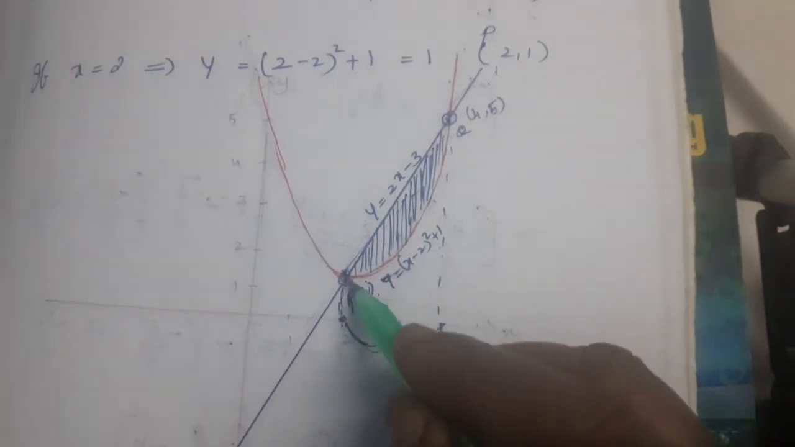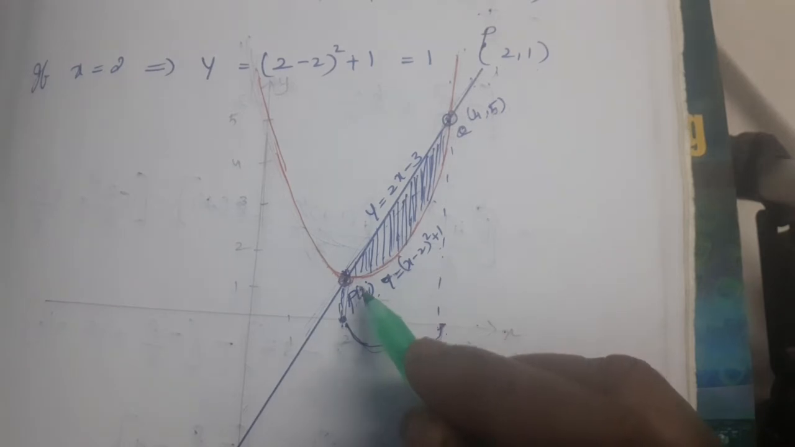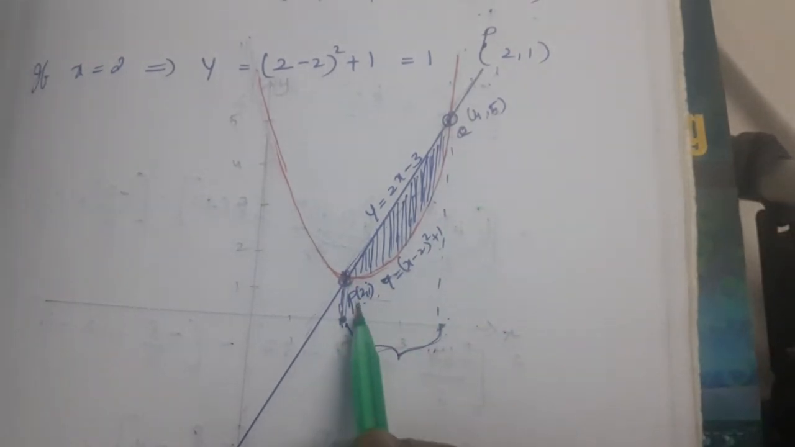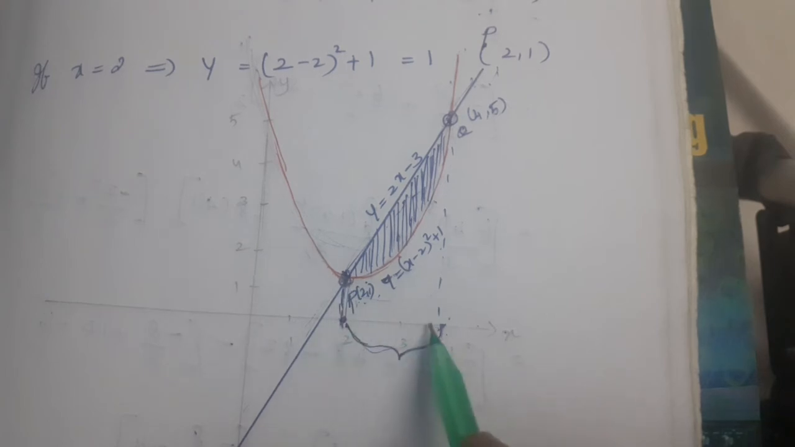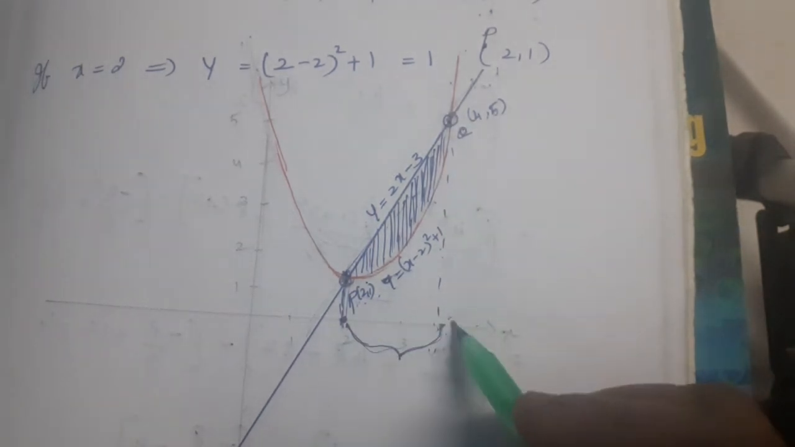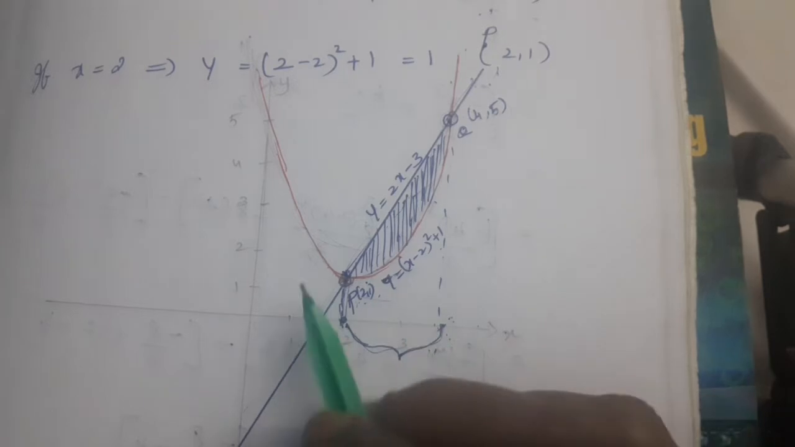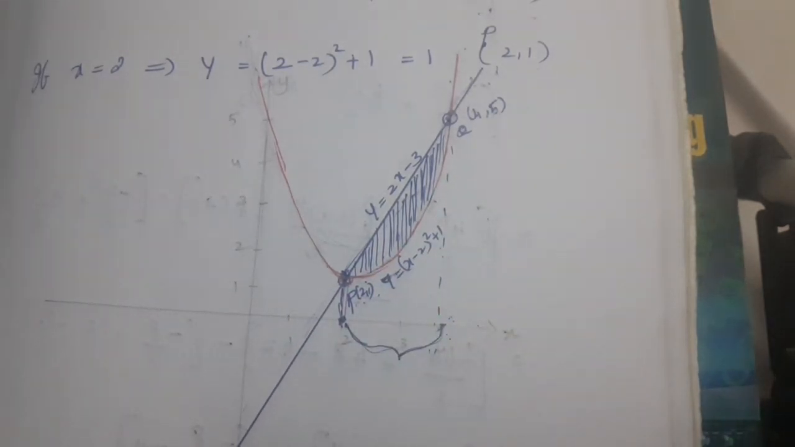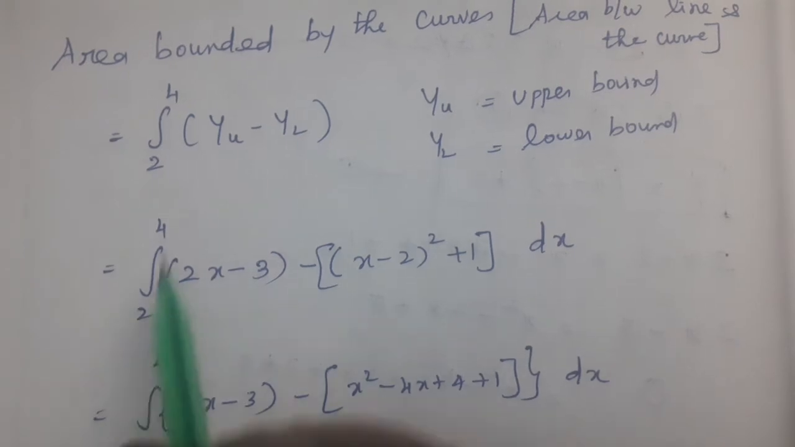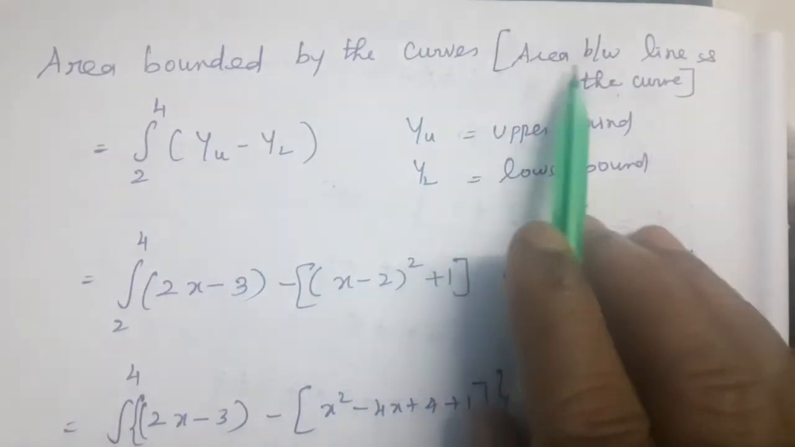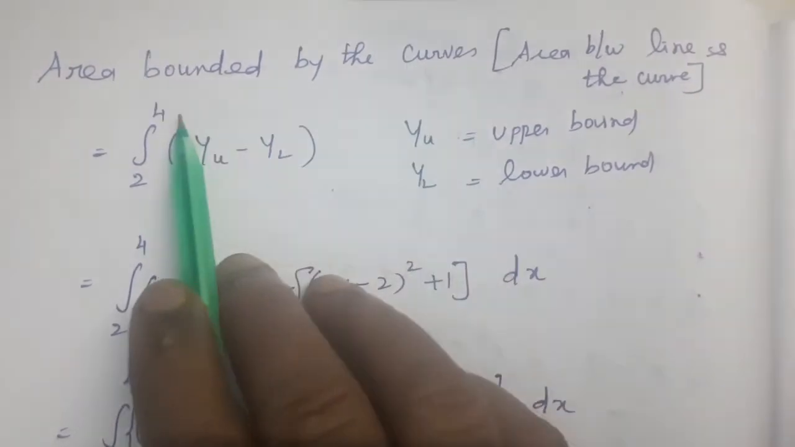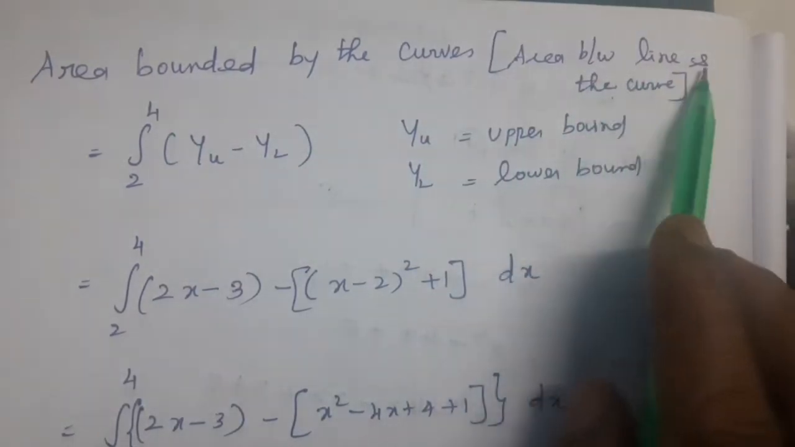So what is the bounded area? This is the P point, 2 comma 1, and the other is 4. Take the x value. So the bounded area is from 2 to 4. We are going to find it using integration. Using the integration you find the areas. The area bounded by the curve is the area between the line and the curve. We already saw the diagram.